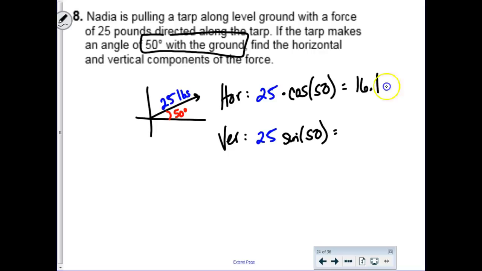Did you get 16.1 pounds on the horizontal? Can I get a confirmation on that? Otherwise, we're going off of my key, which is always scary. And 19.1 pounds? Cool. And clearly we're in the first quadrant there with our little picture, meaning that she's going to be having both positive horizontal and vertical components.